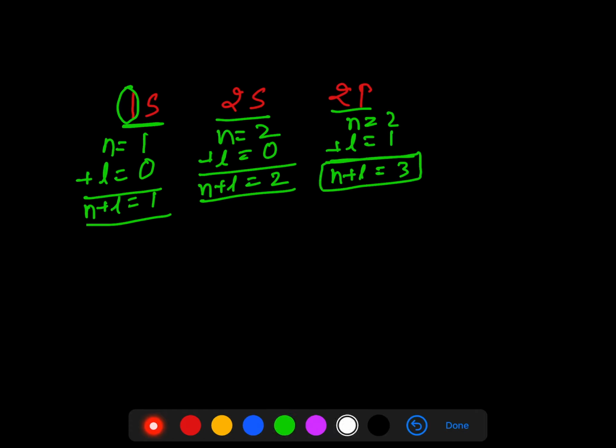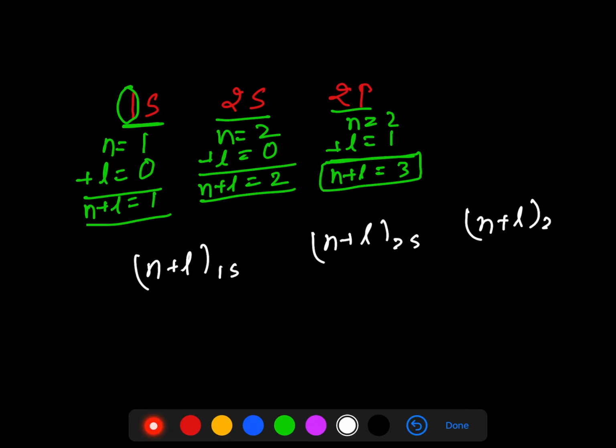So what we see over here is that among the n plus l values of 1s, 2s and 2p, the n plus l value of 2p is maximum and 1s is minimum. So this is the order of n plus l value. The same will be the order of energy also because the n plus l sum is directly proportional to the energy of the subshell. So we'll say that if E1s is the energy of the 1s subshell, E2s is the energy of the 2s subshell and E2p is the energy of the 2p subshell, then the energy order will be this.